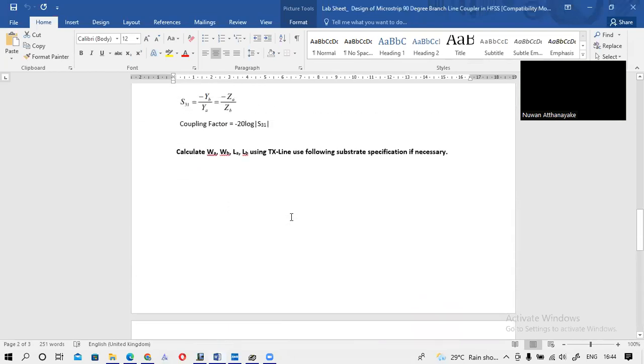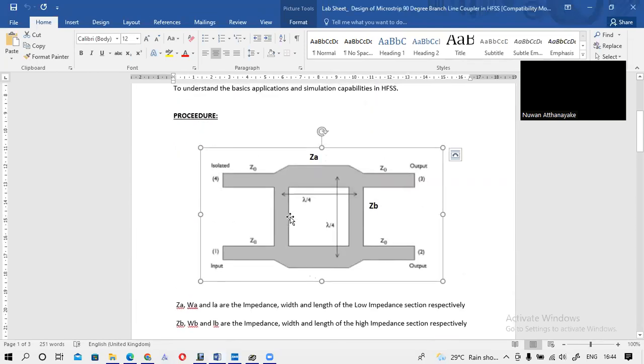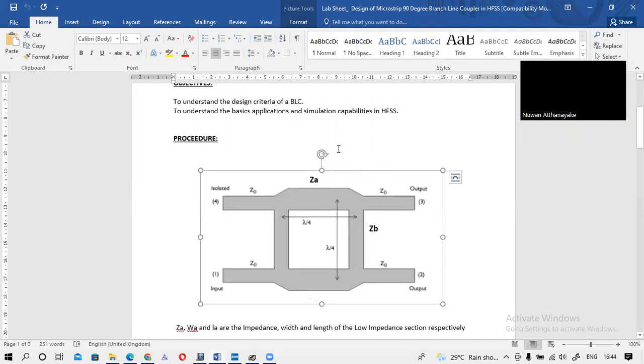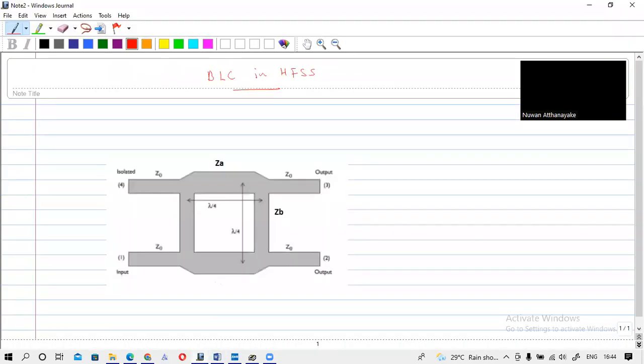You can proceed with the design. You have to design the branch line coupler, then simulate it in HFSS. That is your lab activity. As a demonstration, I will be designing a branch line coupler.